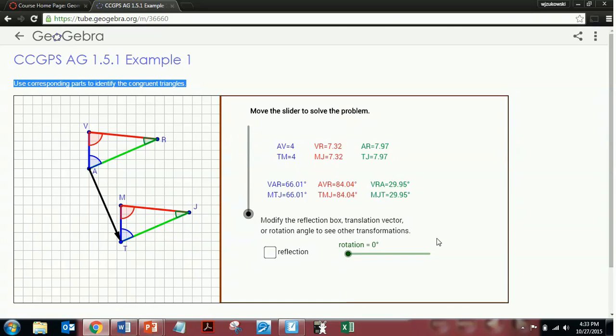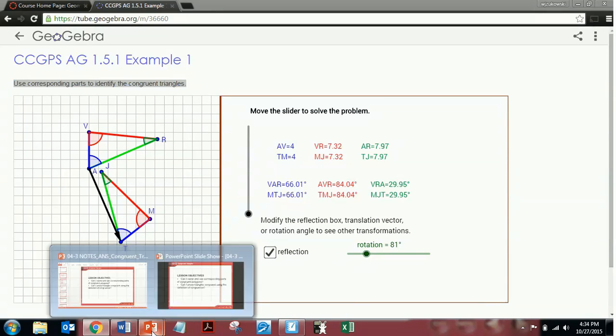I'm not going to worry about that right now. It just shows that you can move this in all sorts of ways. It doesn't matter what kind of orientation it's in. The corresponding parts of these triangles are going to be congruent as long as the triangles themselves are congruent.